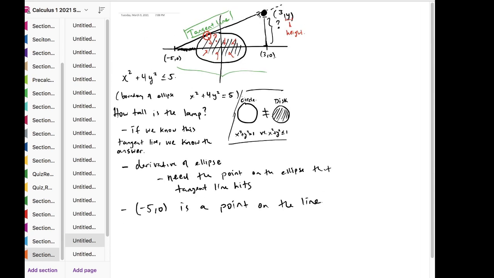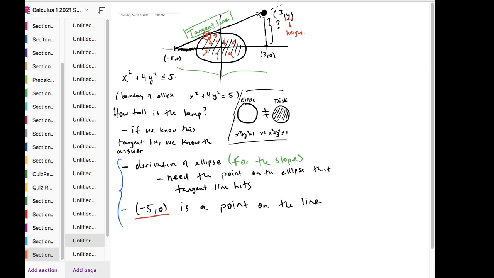Okay, can you see why the combination of these two can establish for us the answer? We need the derivative of the ellipse for the slope. But the problem is that we don't know what point to plug in. However, knowing that the line has to go through -5, 0, maybe we can figure it out from that piece of information.